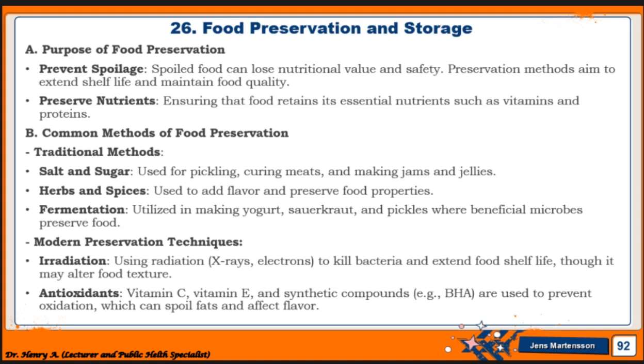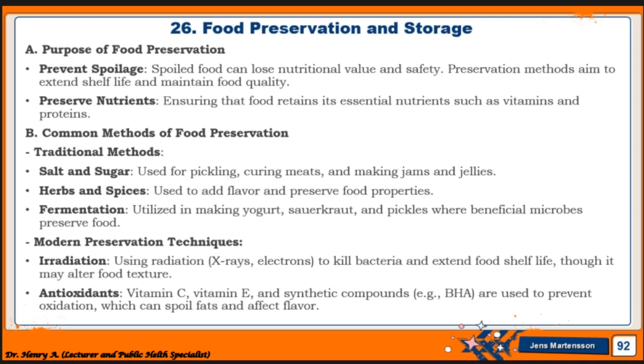Salt and sugar are very good in terms of preservation of food. Herbs and spices are used to add flavor and preserve food properties. How about fermentation? It is used in the production of yogurt, sauerkraut and pickles. All these are very good in preservation of food.